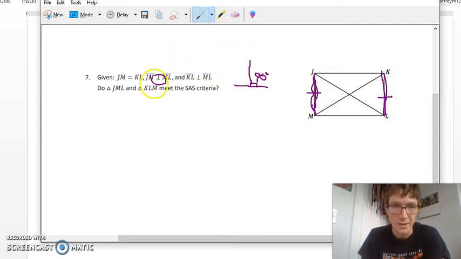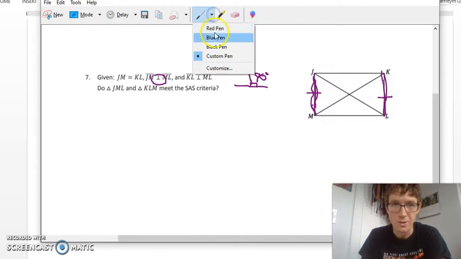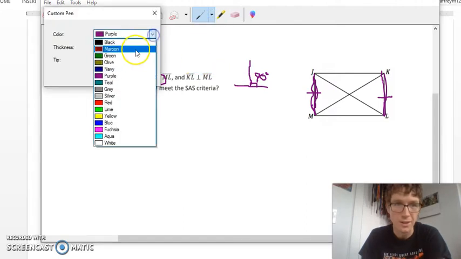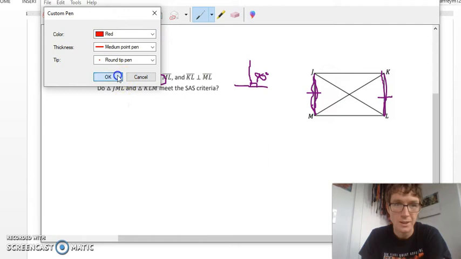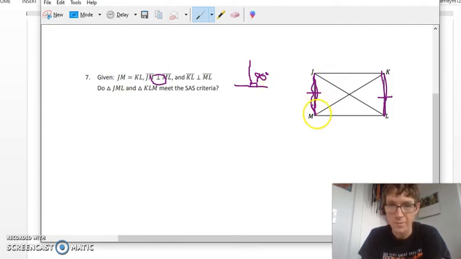Now, it also says that JM and ML are perpendicular to each other. So let me switch colors here. I'll do it red. JM and ML are perpendicular, so that means there's a right angle here. So this whole angle is 90 degrees. And KL and ML, there's a 90-degree angle.